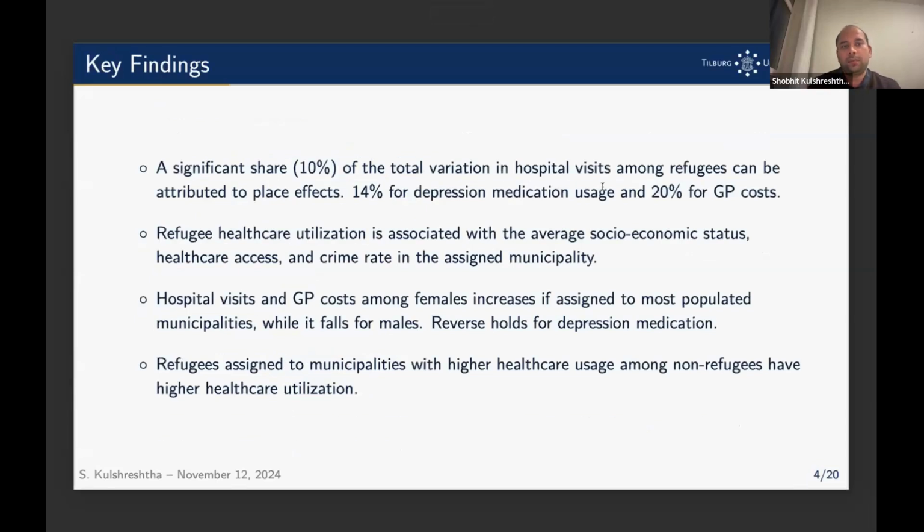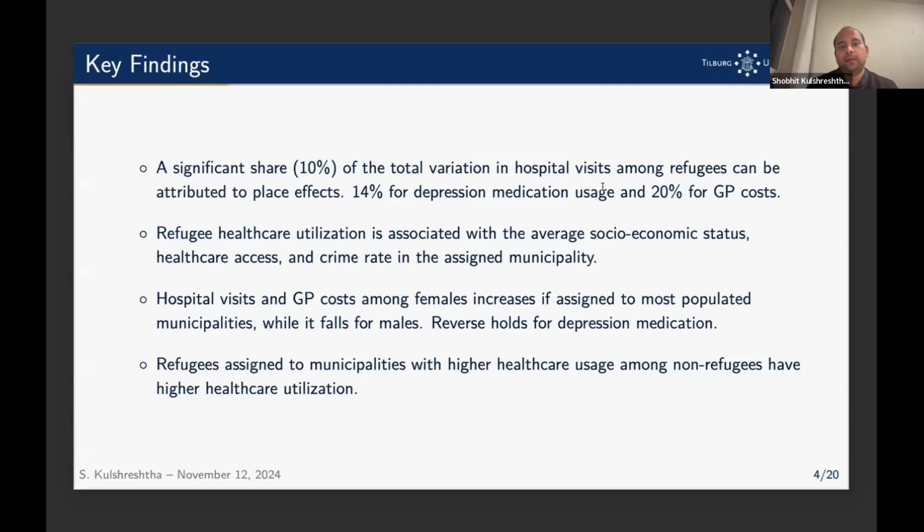So before I jump into how this paper contributes to the literature, I would like to first mention some findings of the paper so that I can contextualize what the contribution is. What I find is that almost 10% of the total variation in hospital visits among the refugees can be explained by these place effects. And the proportion is actually higher for depression medication usage and GP costs.